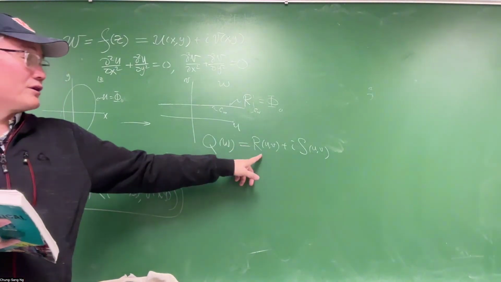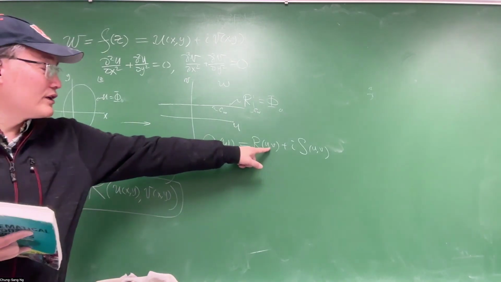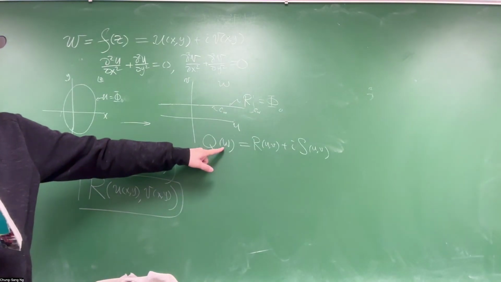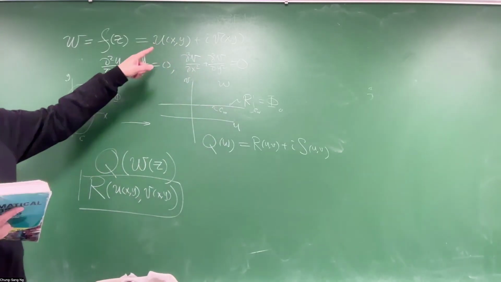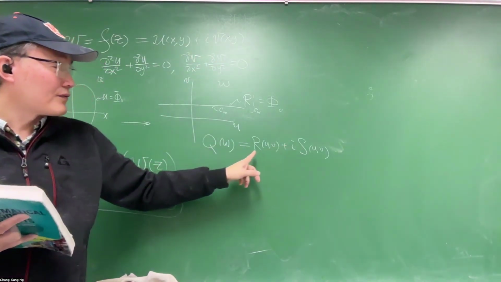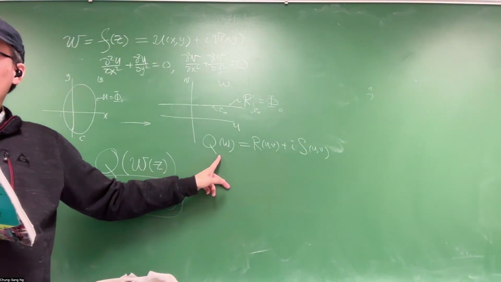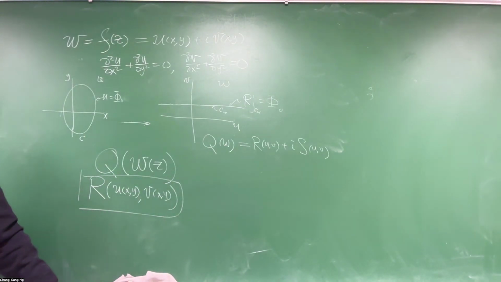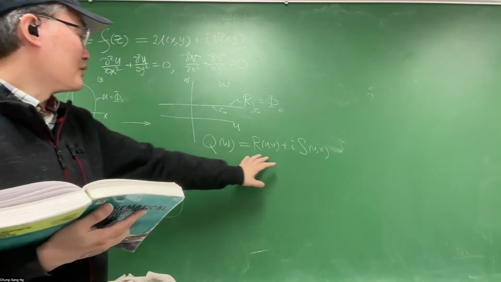Yeah, they separate into the real and imaginary parts, because U and V are the real part and imaginary part of W. So Q is a function of W on this W plane, and we already said that W has the real part U and imaginary part V. So the real and imaginary parts of Q, R and S, will be functions of the real and imaginary parts of W. So you can use one of them. Usually you don't need the other one.